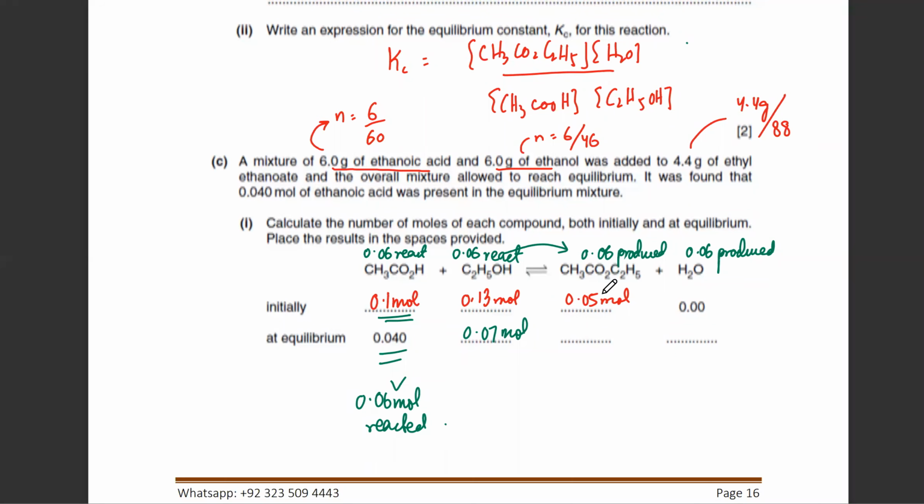Initially, you had 0.05 moles of the ester, but now 0.06 moles extra ester molecules are produced. So you have 0.11 moles, I think, for this. And initially, you didn't have any water molecules, and now 0.06 moles are getting produced. So you're left with 0.06 moles.